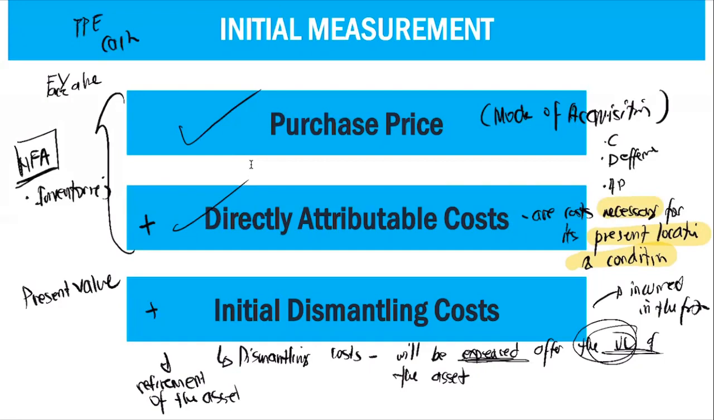Pero itong initial dismantling cost kasi is a future expense. So it will be expense after the useful life of the asset due to the retirement of the asset. So it is really incurred in the future. So how do we measure it? At present value. So how do we record it, sir? You will record it as a debit to property, plant, and equipment, and you have a credit to your liability on future dismantling.